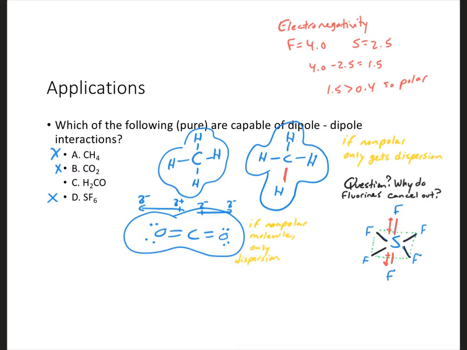If you think about a square, this one and this one are pointed in opposite directions. Same magnitude, opposite directions, they cancel. Same thing here. Same thing here. They cancel. So overall, this molecule is not polar. So when it bumps into another molecule, it can do London dispersion, but it can't do dipole-dipole. So then we move on to the last one.